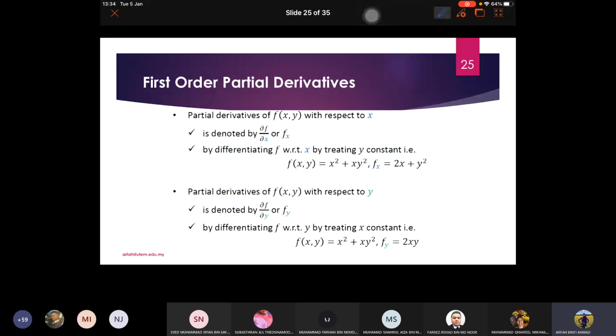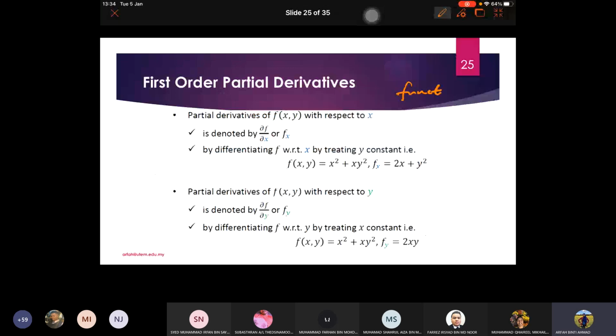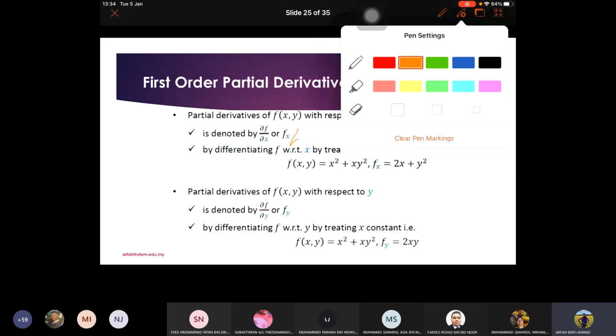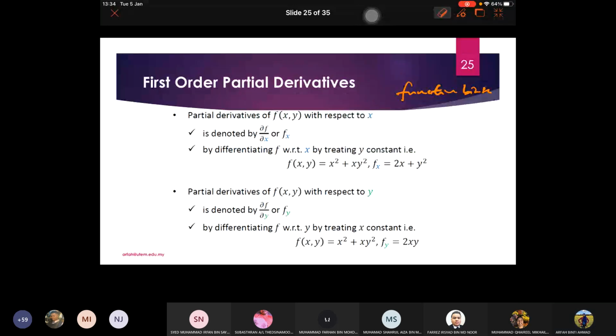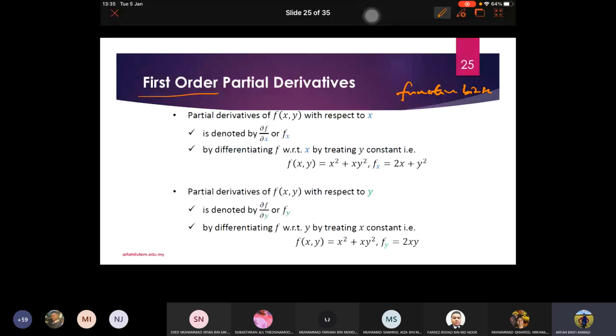Here we deal with an ordinary function, this one. Because you have never learned this first, we look at an ordinary function, not a vector value function. So in this case, the partial derivative of f(x, y) with respect to x, first order, is denoted by delta f over delta x or fx. So this represents that it is a partial derivative.